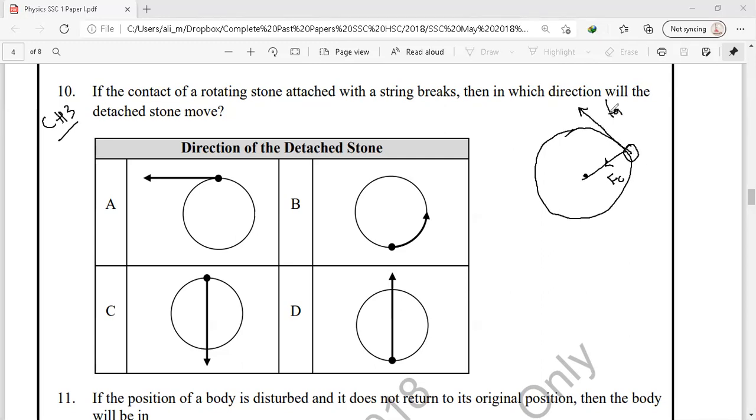This direction is known as tangent to the circular path, and actually this direction is of the velocity. The direction of centripetal force is towards the center, while the direction of velocity in a circular path is tangent to the circular path. So let's say this body is at that position at some instant of time, and if we cut this centripetal force at this instant, this body will move again tangent to the circular path.